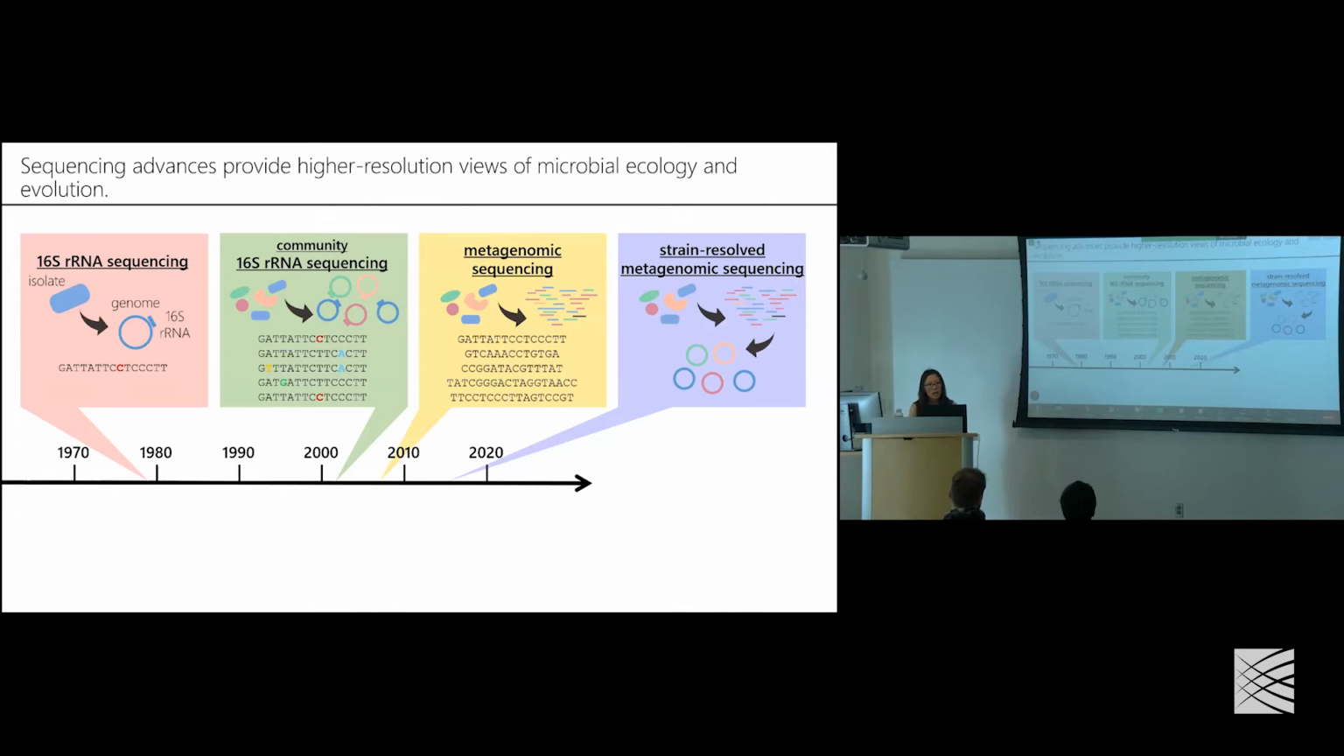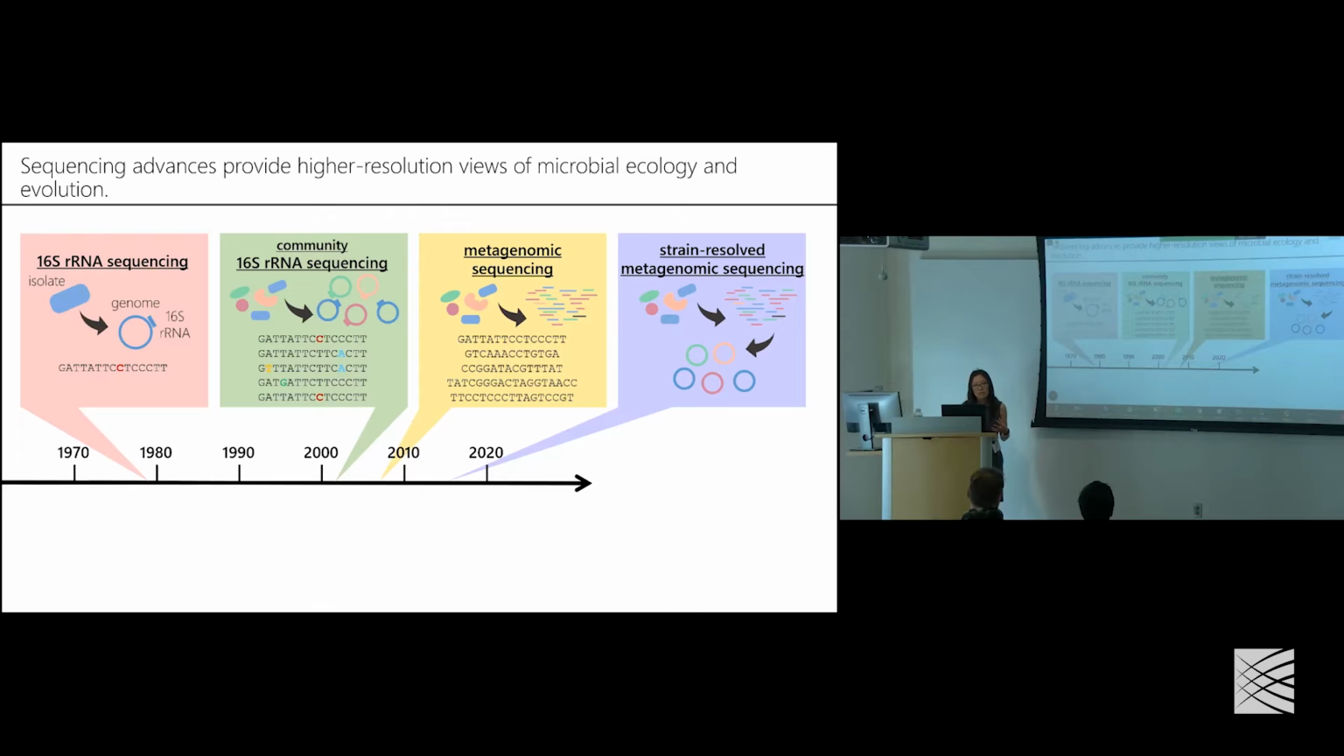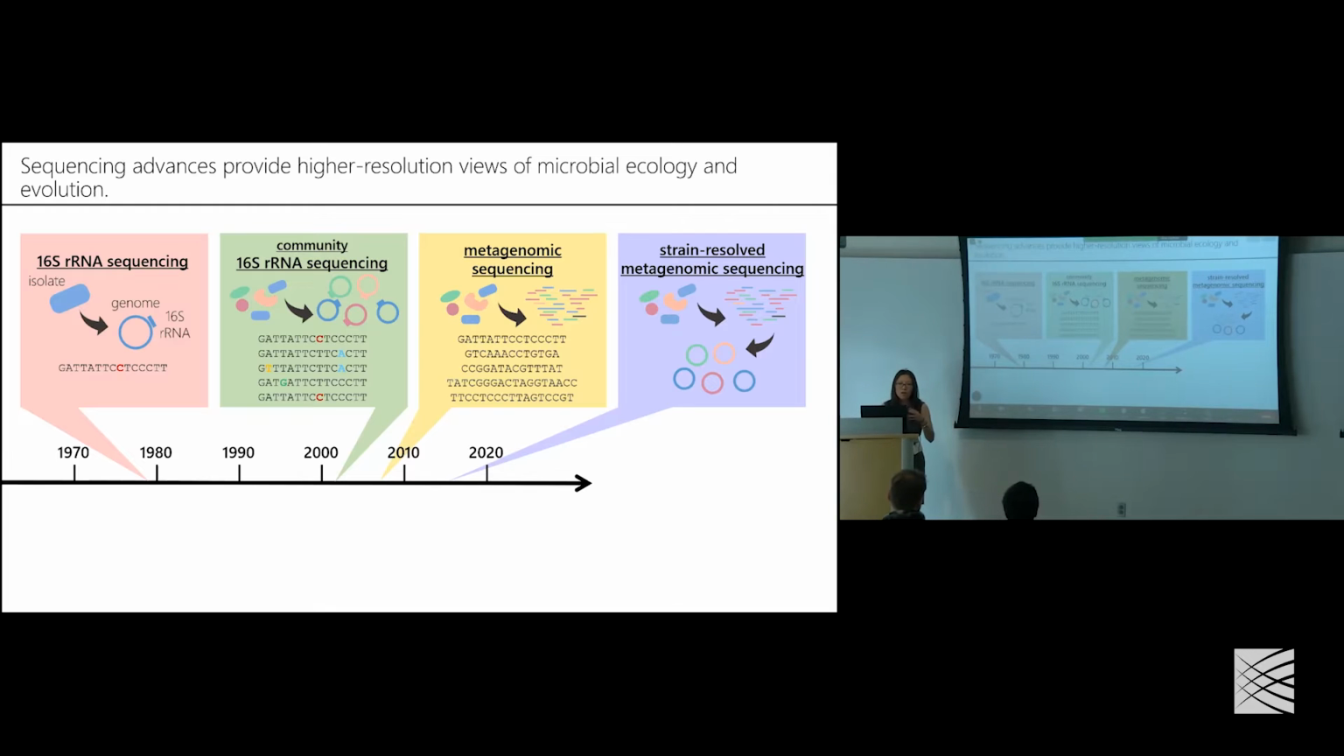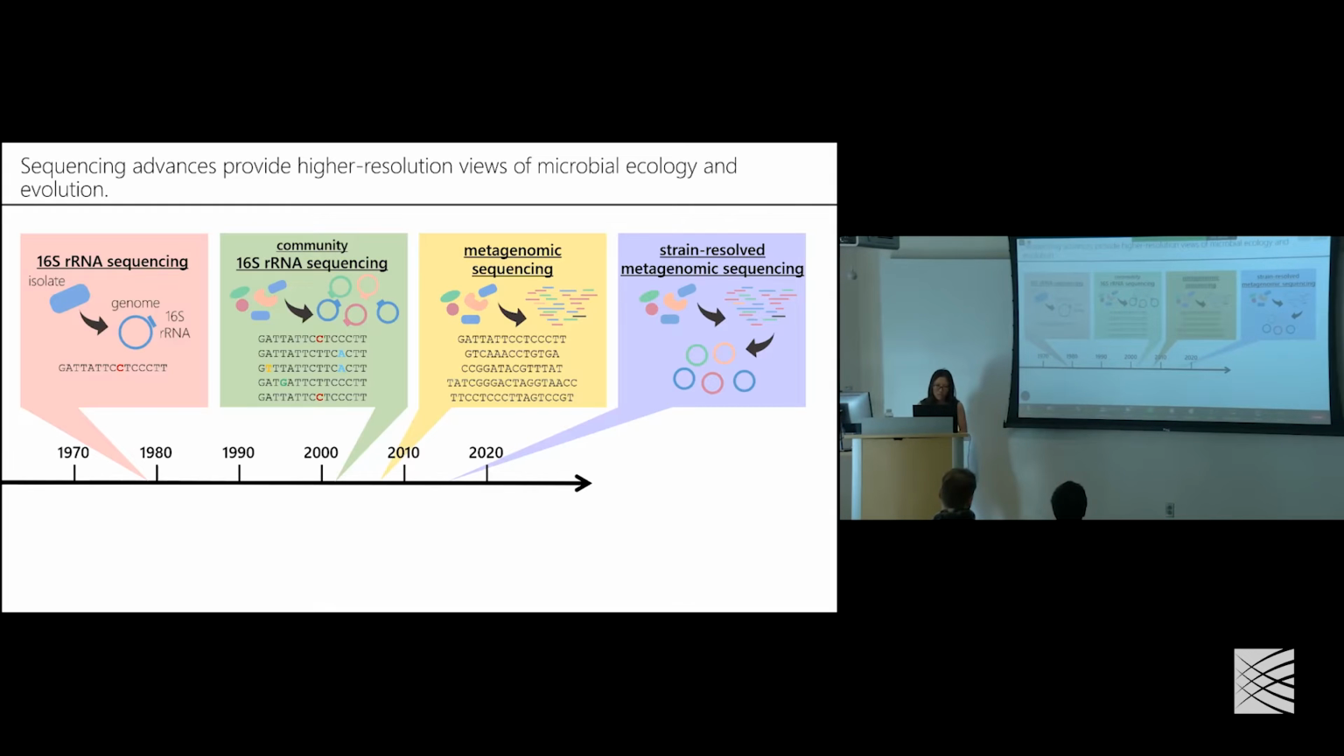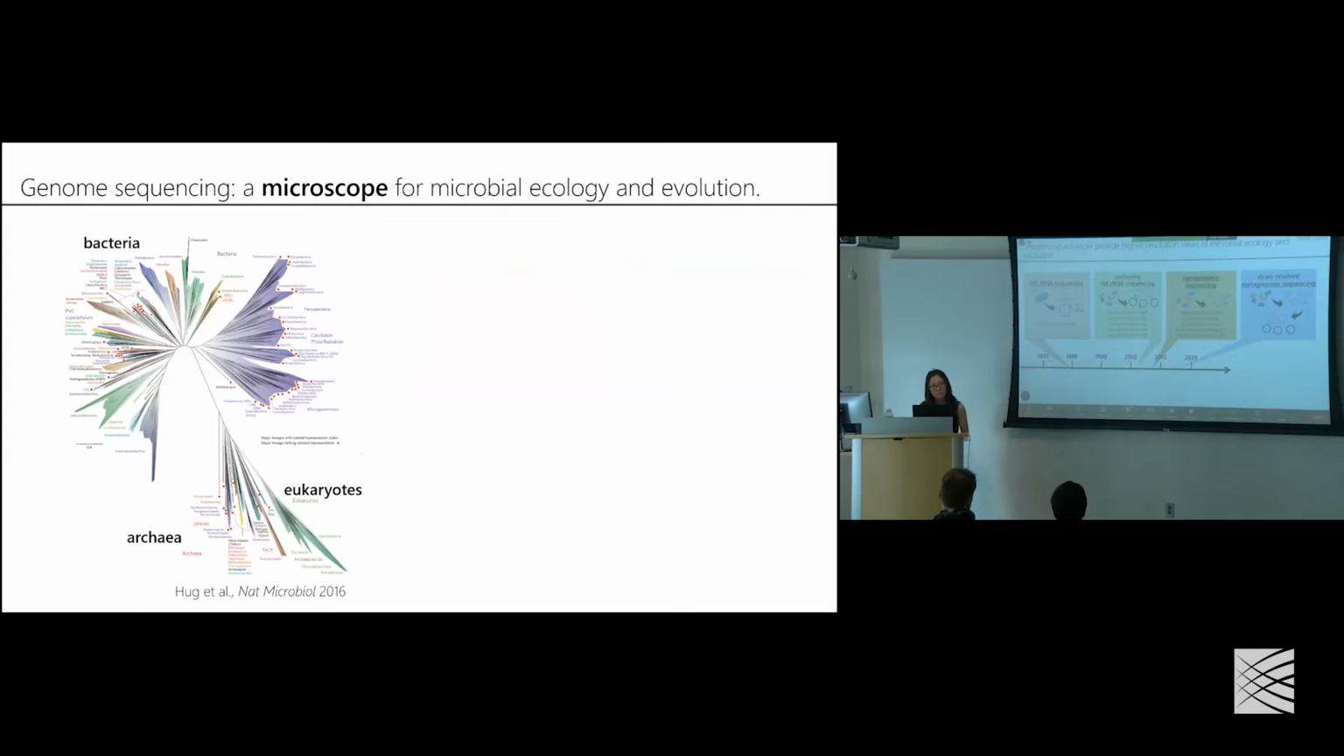And so strain-resolved sequencing actually just relies on the same shotgun metagenomic sequencing that I showed in the last panel. But the difference here is that we're using new bioinformatic methods to actually try to infer entire bacterial lineages or haplotypes from these short reads. And so the methods for doing that are still under active development, and that's what I'll talk about today.